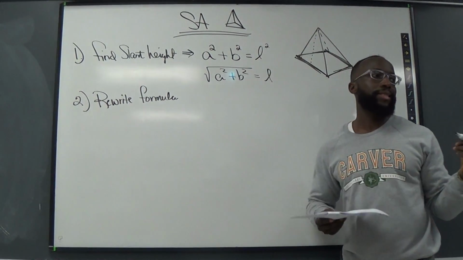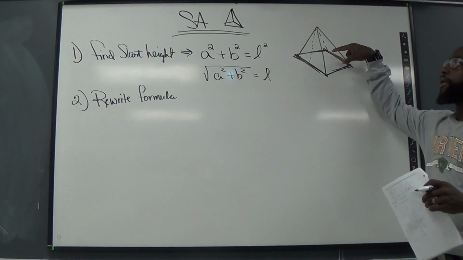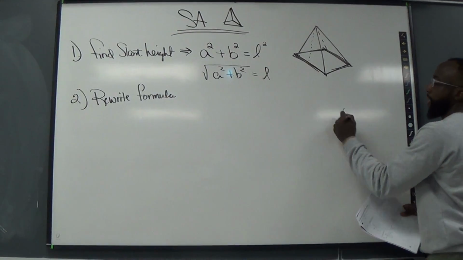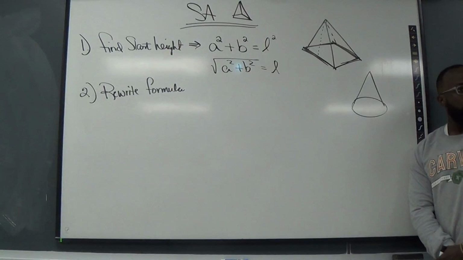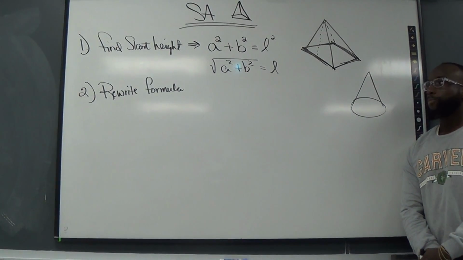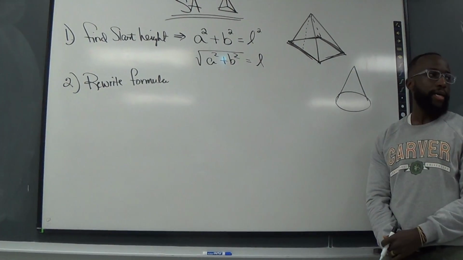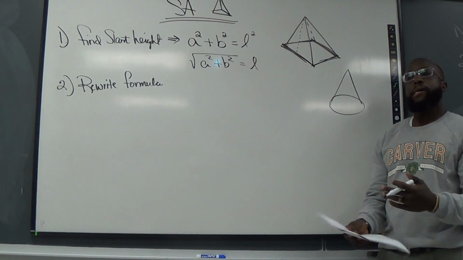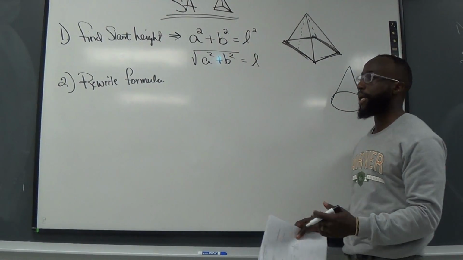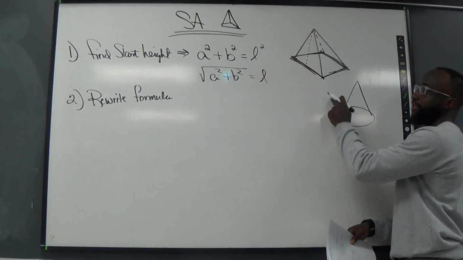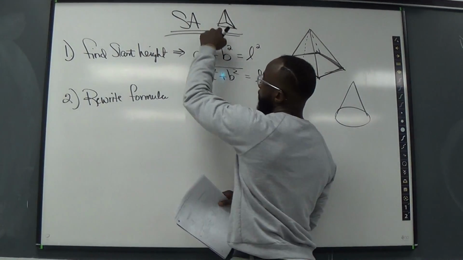But the formula is slightly different than a cone. What's the difference between a cone and a pyramid? The base. The bases are different. A cone has a circular base, and a pyramid has a base that's a polygon, so it's going to be like a triangle or a square or something like that. Because the bases are different, the formula is going to be different. Here's your formula for a pyramid.